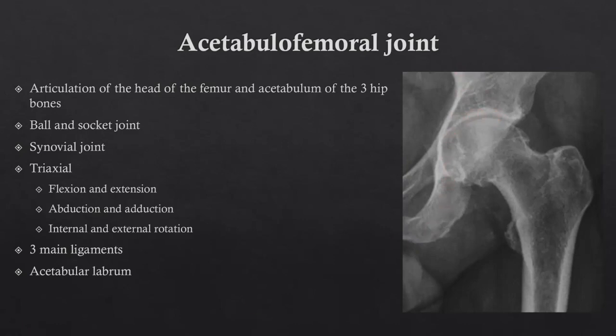Just as we see in the shoulder, the stability is further enhanced by the labrum. The labrum is located right on the acetabulum, and it serves to increase the cross-sectional area to allow the fit to be more secure and snug. Again, our labrum is made of dense fibrous cartilage tissue.